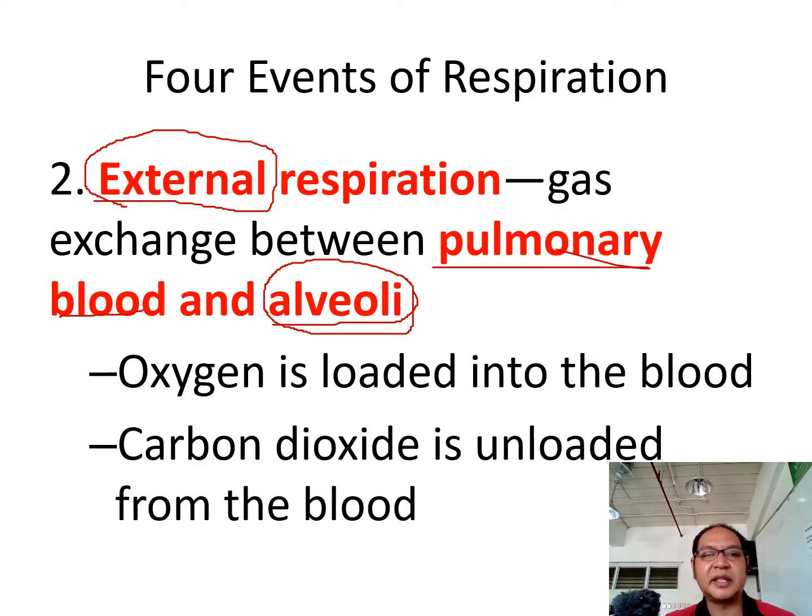So what are the gases? Of course, we all know oxygen and carbon dioxide. These two are exchanged between the alveoli and the blood. So when the blood goes into the lungs, in the pulmonary capillaries, oxygen is loaded into the blood and carbon dioxide is unloaded from the blood. So that is what is happening.